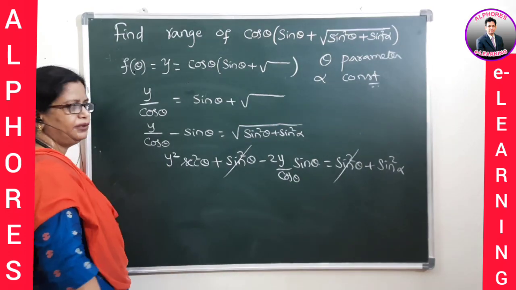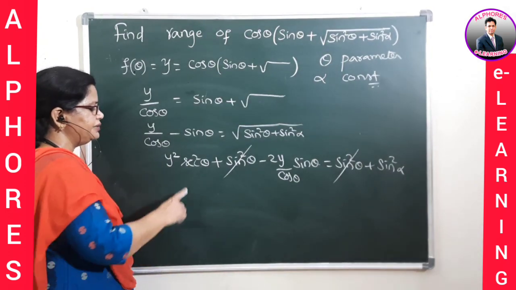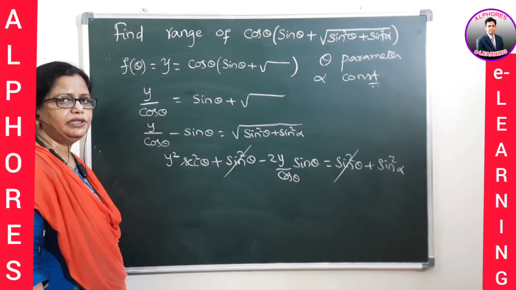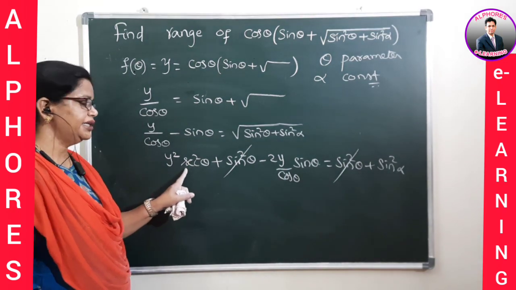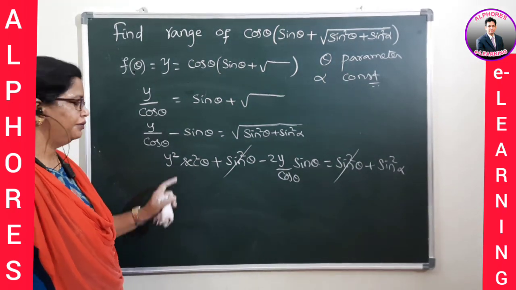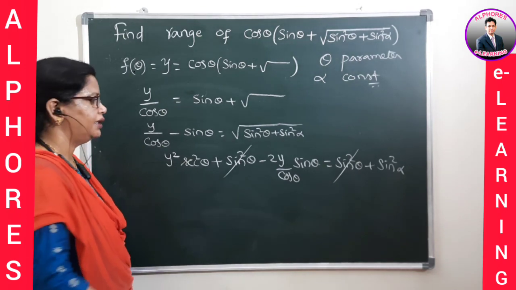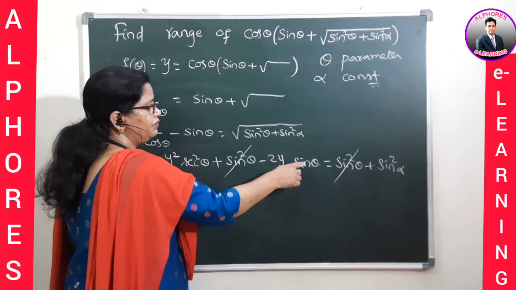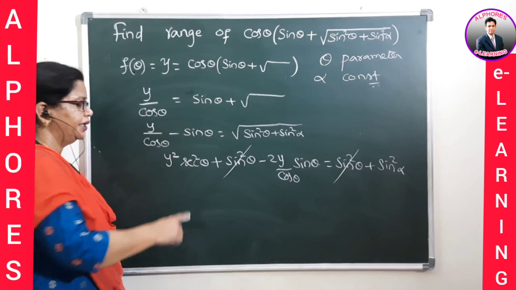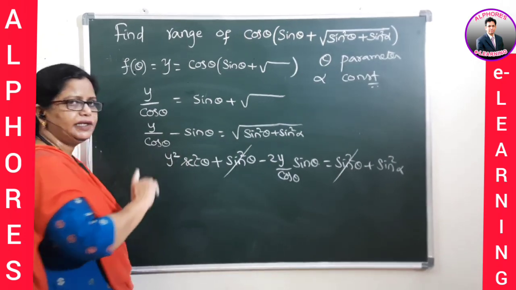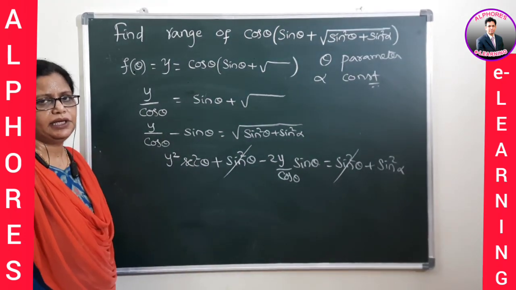Then what is the leftover? Observe the leftover values. Secant square theta, students, you can observe clearly it is 1 plus tan square. Why am I going again to tan here? Because sin by cos you are getting here the tan value, and therefore I want to write the secant square as 1 plus tan square.